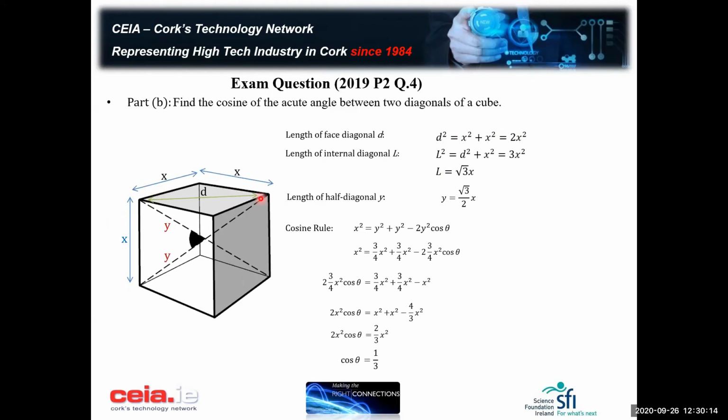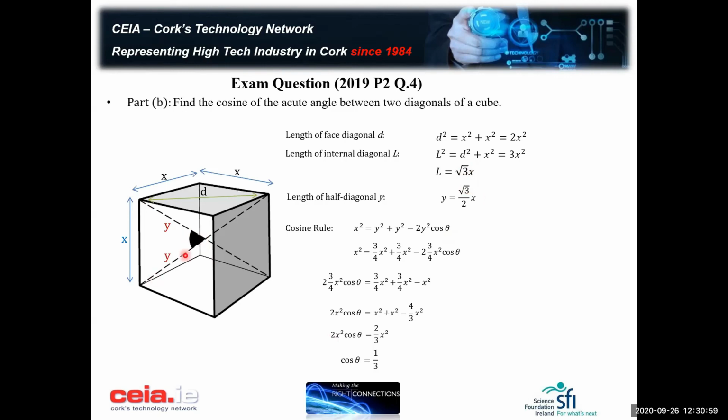And then if you observe this triangle here, with d being one of the lengths, this edge x being a second one, and this internal diagonal being a third, that's a right angle triangle. So you can work out the length of this internal diagonal using Pythagoras. I'm calling that length L here, and that length squared is d squared plus x squared, which turns out to be 3x squared. So the length of this internal diagonal turns out to be √3 times the length of an edge. We're interested in the length y, which is half of that.